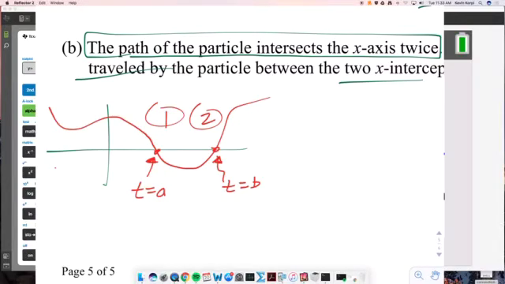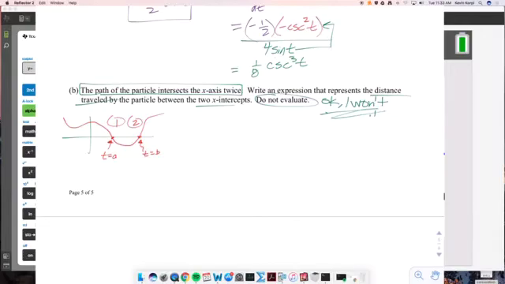Thank you. Okay, so this is a really good question because you have to think a little bit. Once you see how it's done, though, then when you see it again, you don't have to think so much. The path of the particle intersects the x-axis twice. Write an expression that represents the total distance traveled by the particle between the two x-intercepts. Do not evaluate. Okay, I won't.